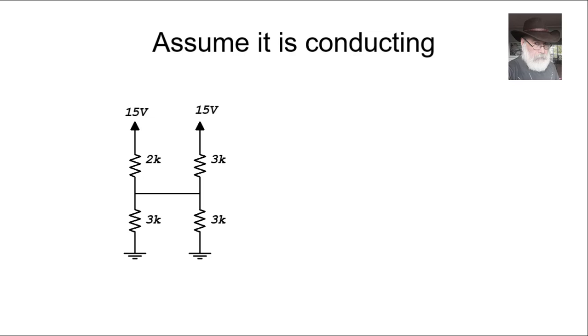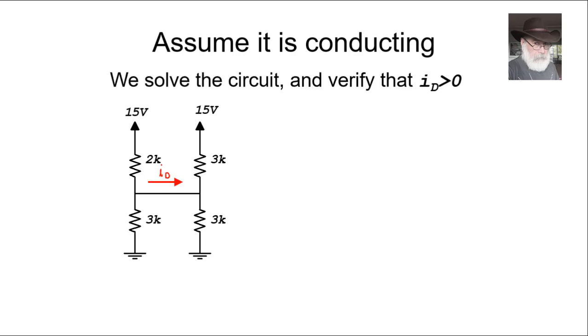After we solve the circuit, we will compute that current, this current, and verify that it's positive, flowing from A to C. That is a condition, and then we will know that we were right in that the diode is closed and the currents and voltages in that circuit will be the correct ones.